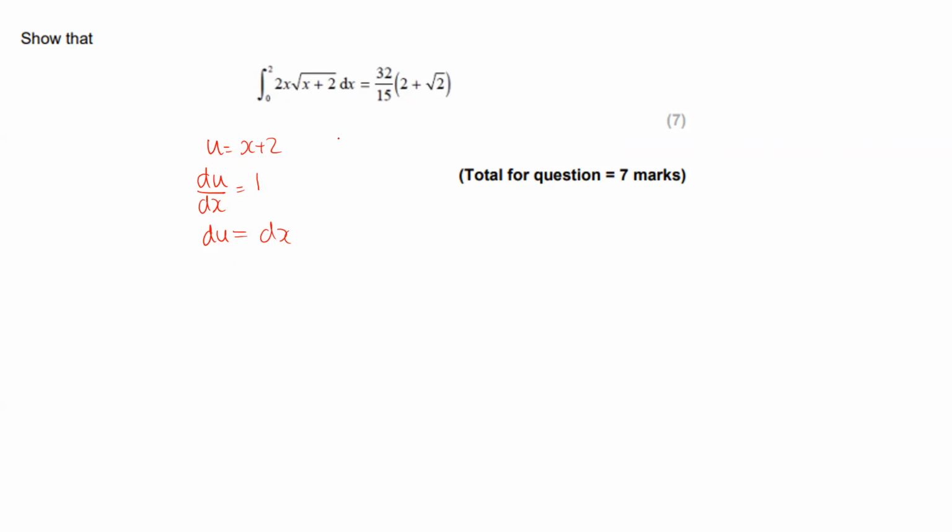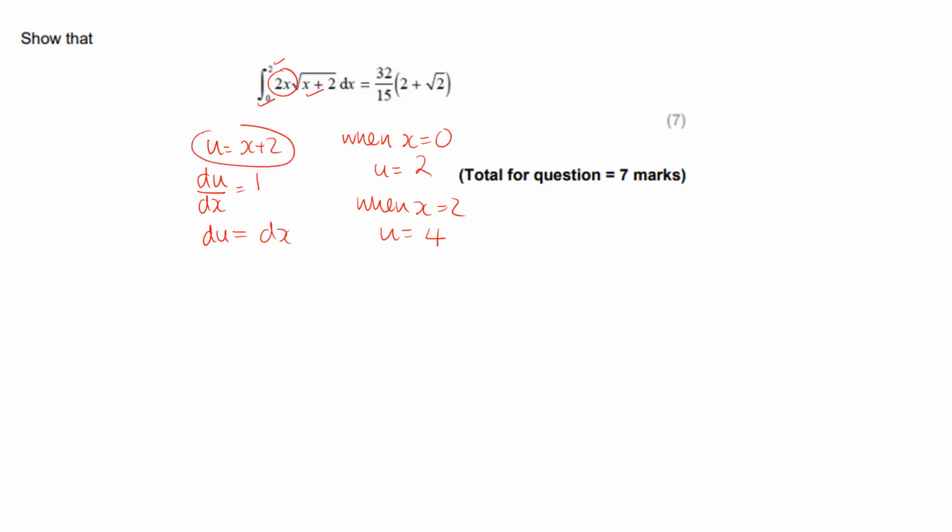So what else do we need to do? Should we do the limits next? Ritesh, for the limits, when x is equal to 0, u is equal to 2. When x is equal to 2, u is equal to 4. So we've got a substitution for that. We've done our roots. We just need to get this bit here.